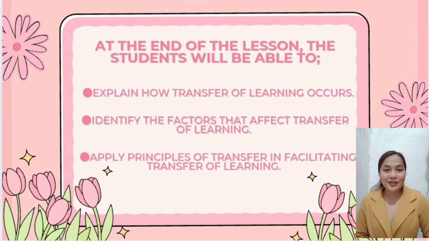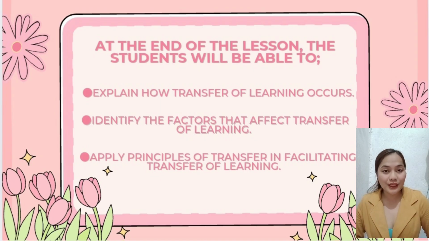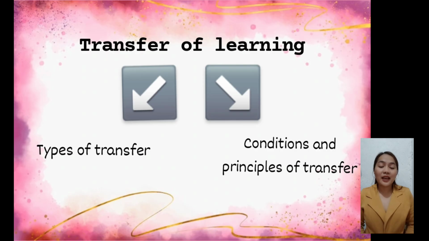Before we dive into our discussion, let us first read the objectives. At the end of the lesson, the students will be able to explain how transfer of learning occurs, identify the factors that affect transfer of learning, and apply principles of transfer in facilitating transfer of learning. In transfer of learning, we have types of transfer and conditions and principles of transfer.